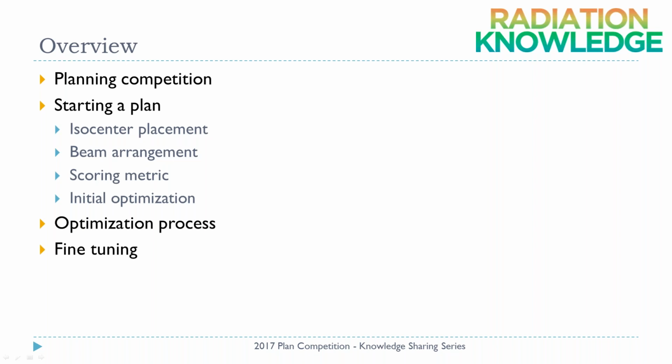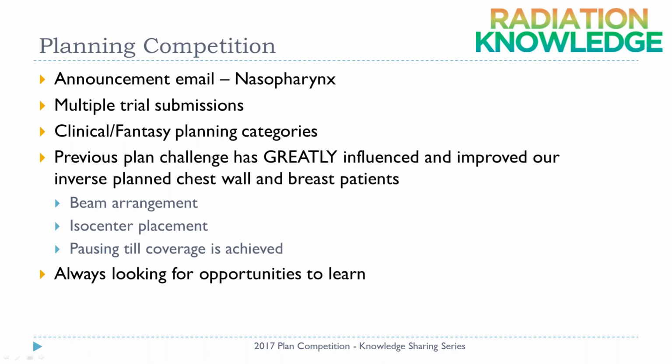So for an overview of what I'm going to be talking about, I'm going to start with just an intro to the planning competition, what it is, what the goals are, and what the specific plan is looking at. I'm going to go over how to start a plan, focusing on isocenter placement, the beam arrangement, looking at the scoring metric and how to tie that into the initial optimization. Then I'll walk through an optimization process and then go through some of the fine-tuning to get extra points in a competition like this.